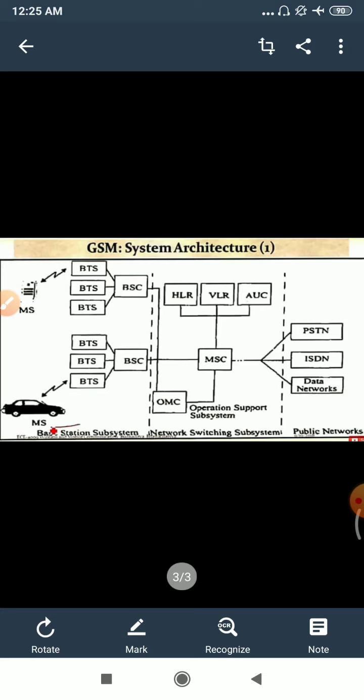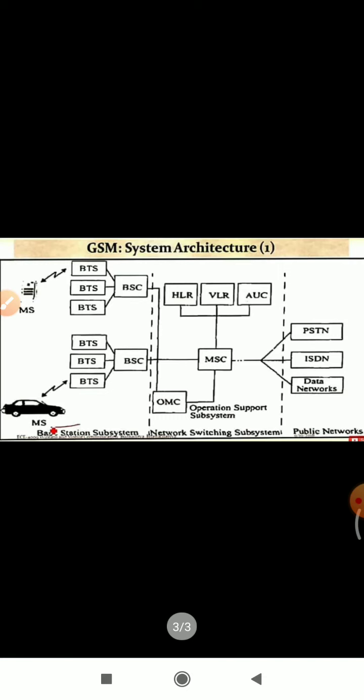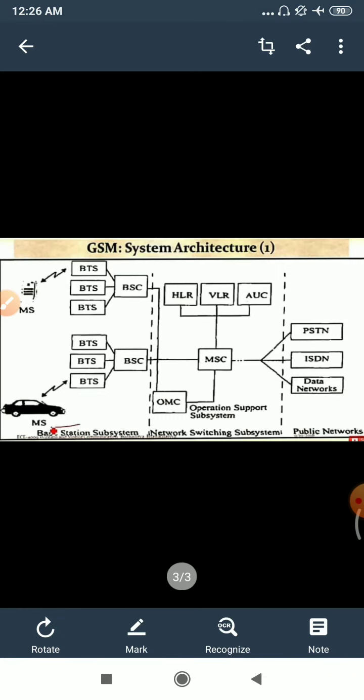After that we have the block MSC. A number of BSC blocks can be connected to a single MSC. The MSC is again connected to a number of registers called HLR, VLR, AUC and OMC, that is Operation Support Subsystem, which is further connected to the public networks such as PSTN, ISDN and data networks. So we will move block by block to understand this.